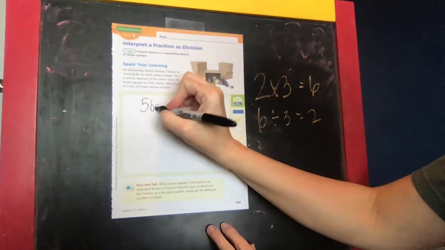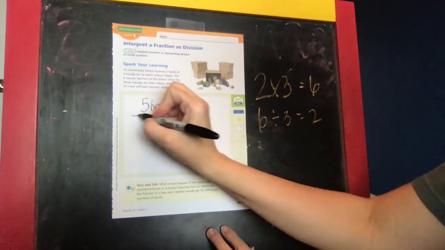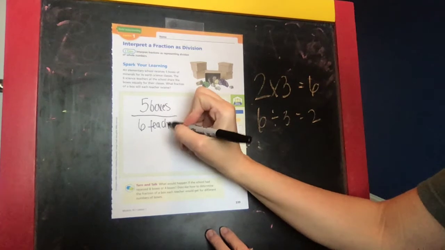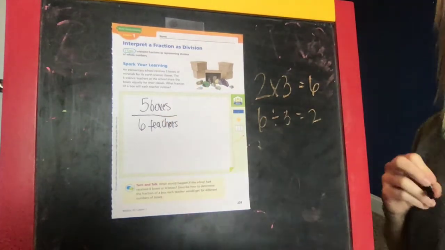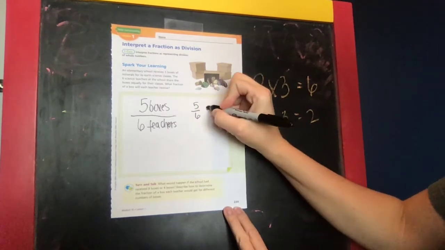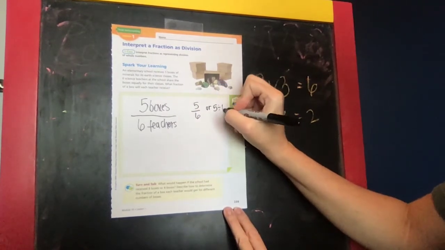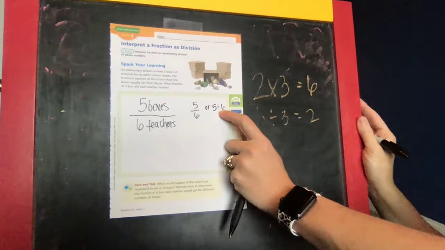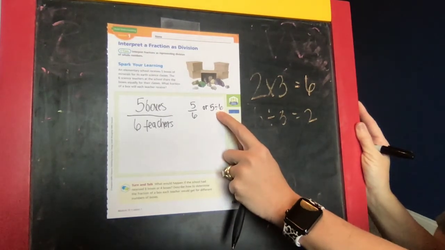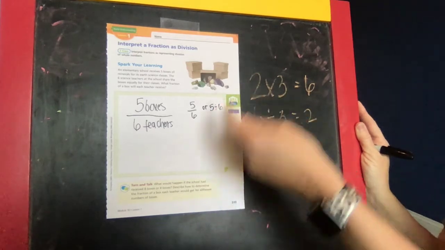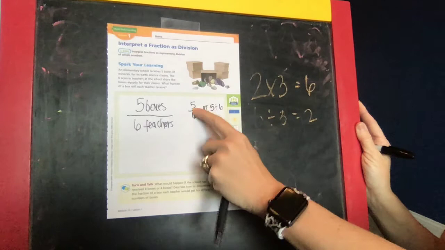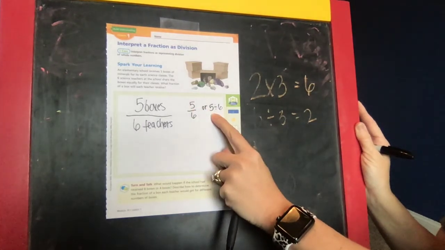So when we look here, we know that our 5 boxes are being divided among the 6 teachers. So there's our division problem: 5 divided by 6. Now if we write 5 divided by 6 like that, it's a little confusing because we think, oh gosh, 5 is smaller than 6, I'm not really sure what my answer is going to be. Yes, you do, because a fraction is a division problem.